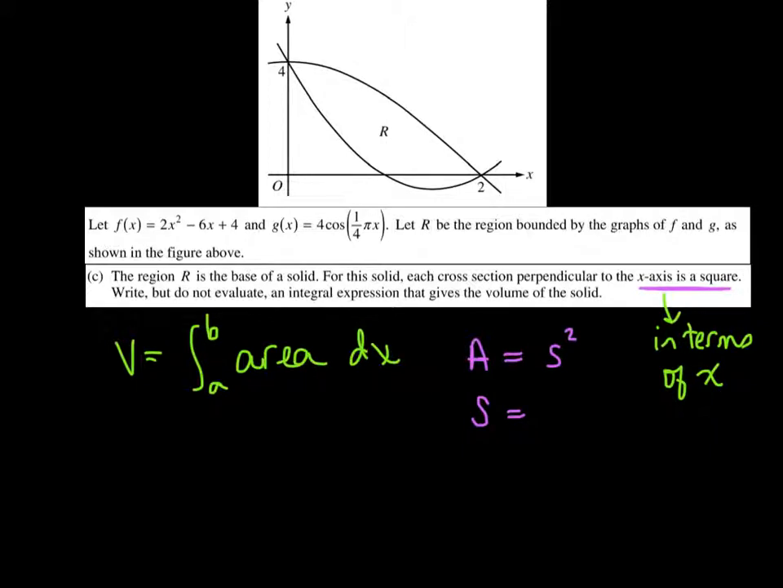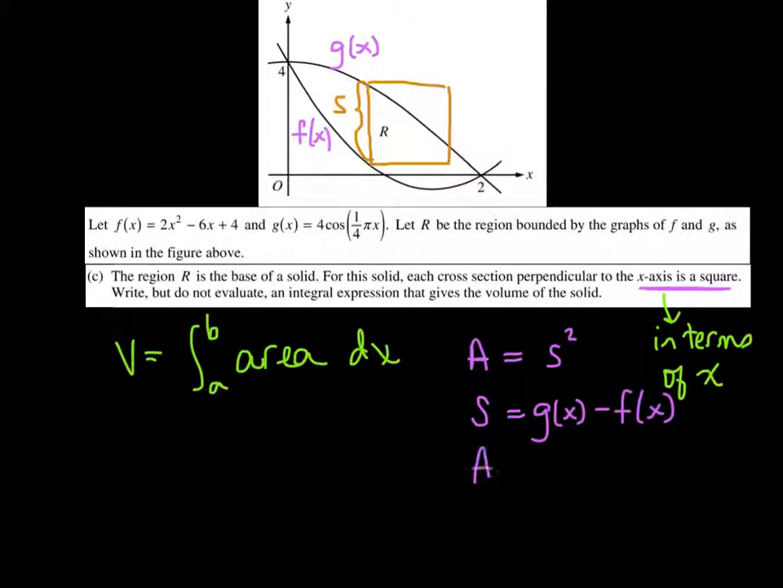Well, it says that each of these squares are drawn perpendicular to the x-axis. So I'm just going to draw in an example of my square. So I have something like this, okay? And so obviously my side is from here to here. That's my S. So the length of that side would be found by upper minus lower. My upper curve here is g of x, and my lower curve is f of x. So I would say it's g of x minus f of x. And then the area formula would simply be g of x minus f of x all squared.